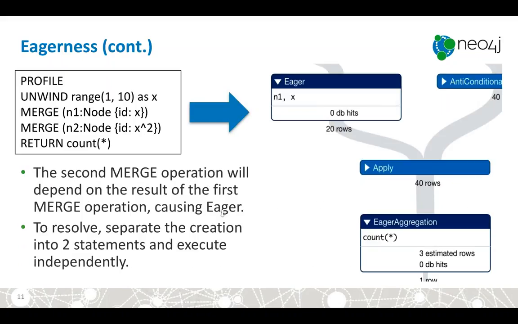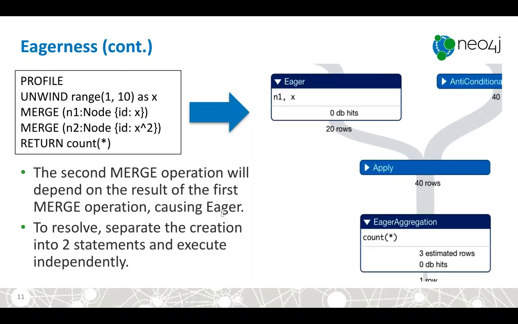So here's an example of eager within the context of a query that you can run yourself. The second merge here depends on the result of the first merge, because the merge is going to look to see if a node exists, and if not, create it. But for all the planner knows, the node that it is creating in the second merge statement could have been created in the first merge statement. So it's going to force the merging of all 10 nodes in the first line before continuing to merge the node in the second line here.